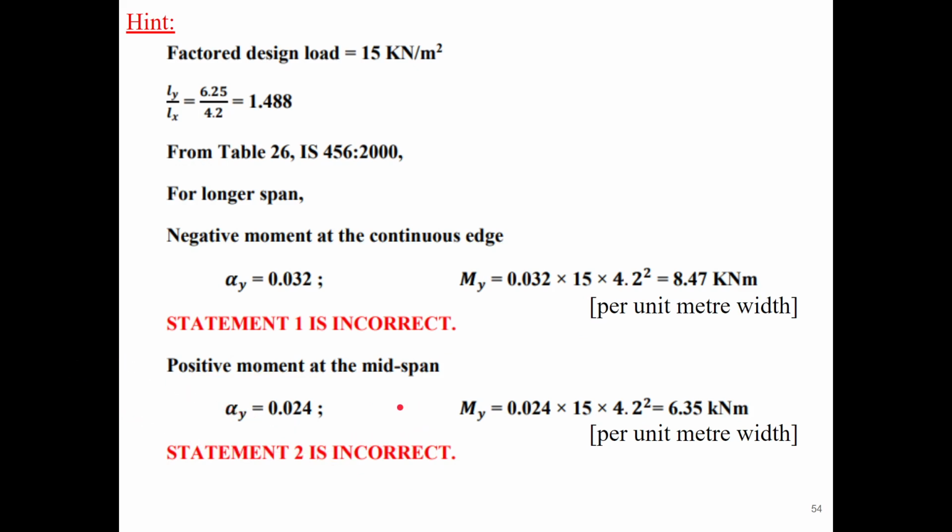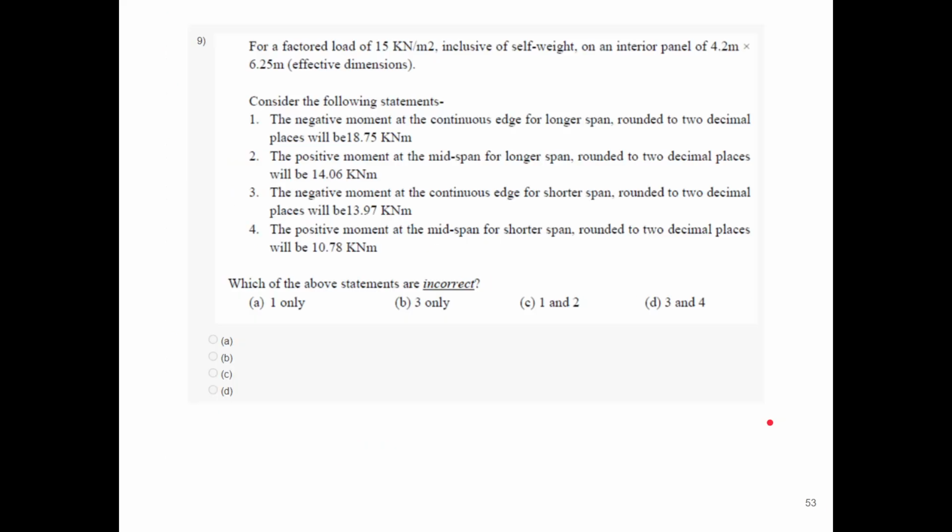Okay, so that will be basically the sagging moment coefficient. So this should be alpha x. It has been wrongly written here. So alpha x is 0.024, and this should also be mx, not my. So mx will be 0.024 into 15 into 4.2 square, which is 6.35 kilonewton meter.